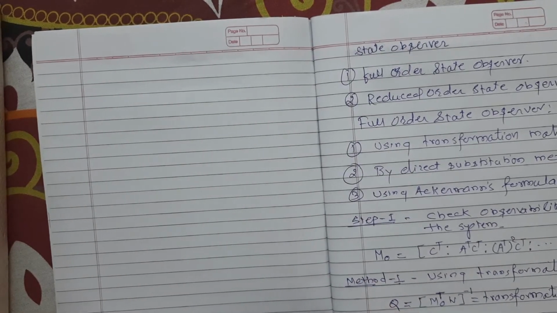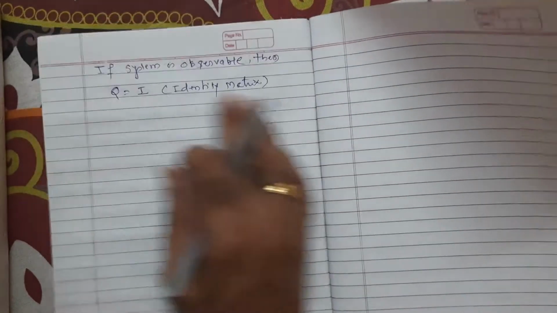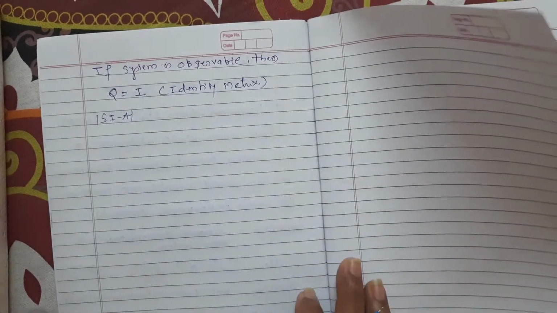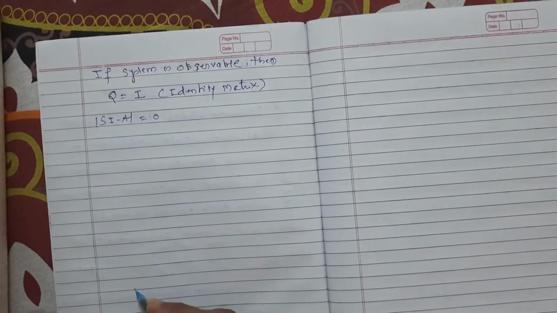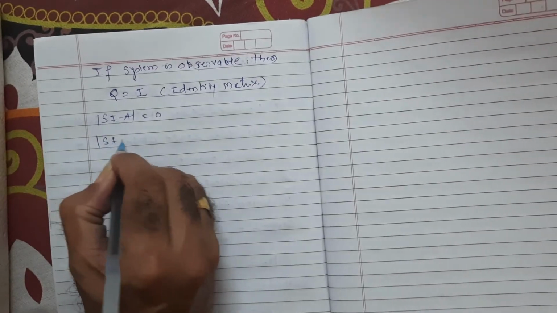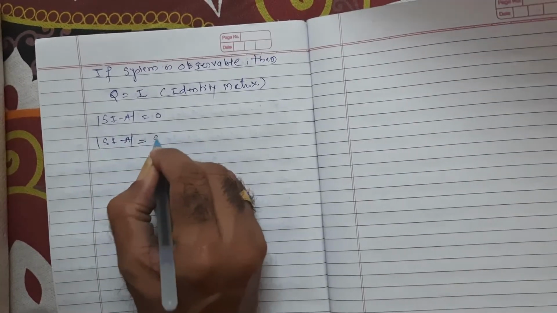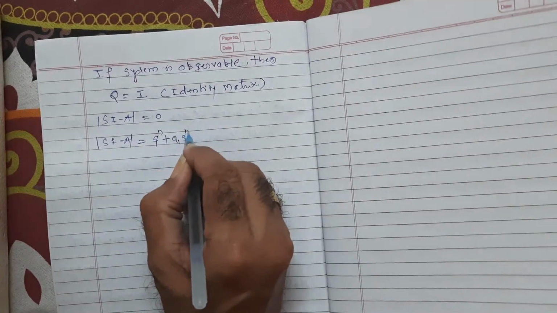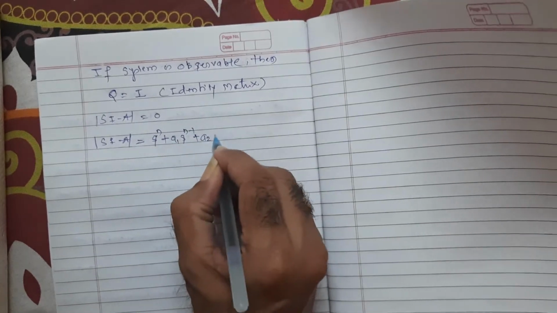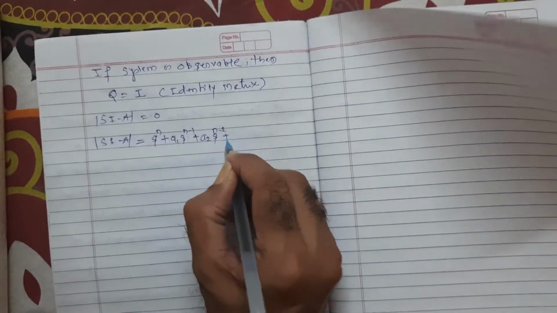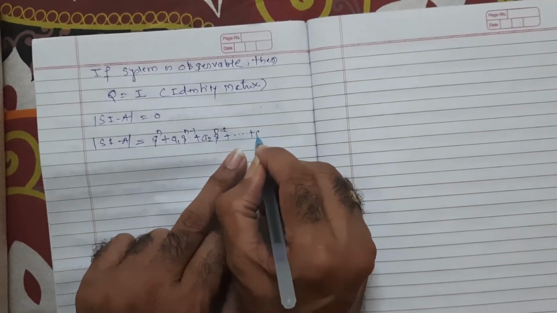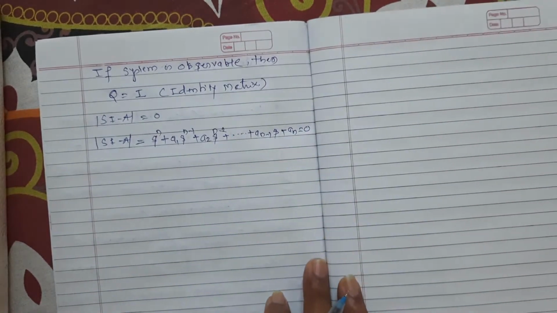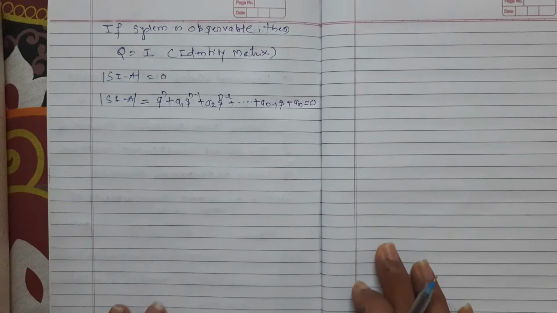Okay, so Q we can find out by this. Now here find out sI minus A. sI minus A is equal to 0. So we get this equation: s raised to n plus a1 s raised to n minus 1 plus a2 s raised to n minus 2 plus so on, plus a n minus 1 into s plus an, is equal to 0. So this series we have.